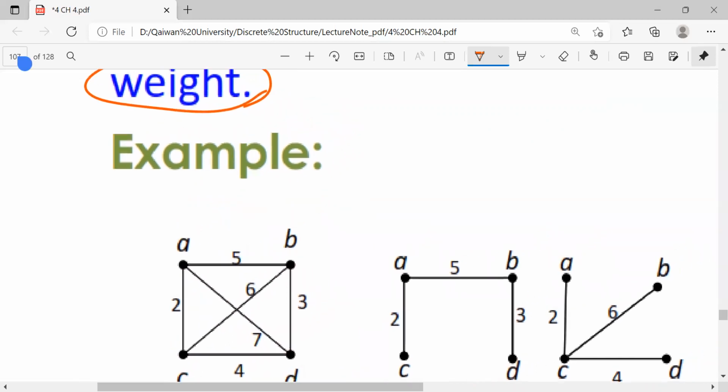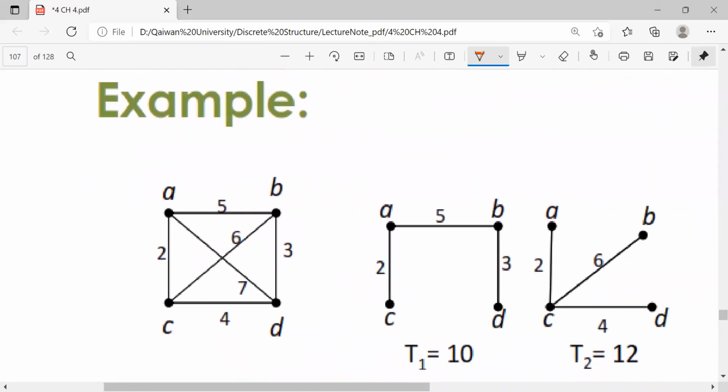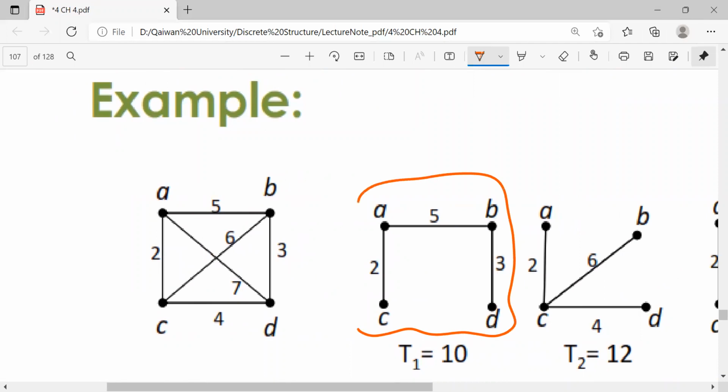Now, to find the weight of each spanning tree, let's take some spanning tree from it. This is a spanning tree for that graph. We find the total weight of the spanning tree: 2 plus 5 plus 3 is 10. That means the weight of this spanning tree is 10.